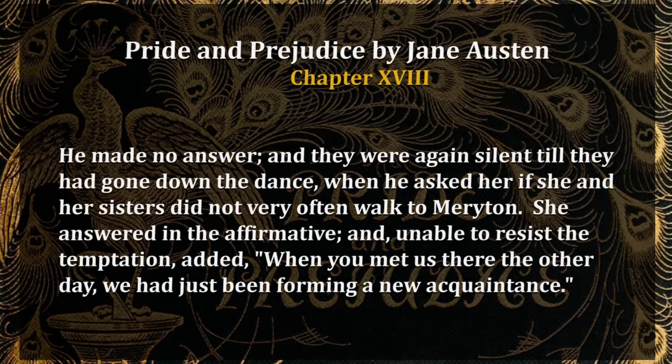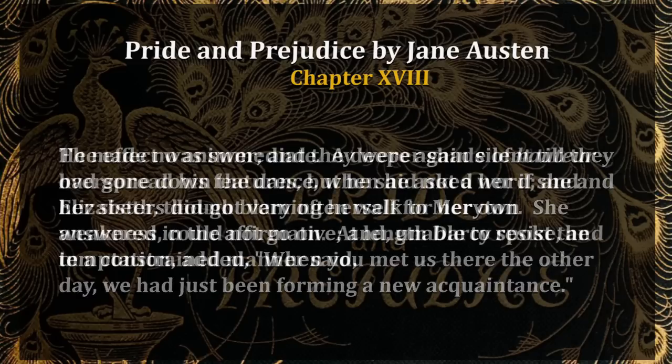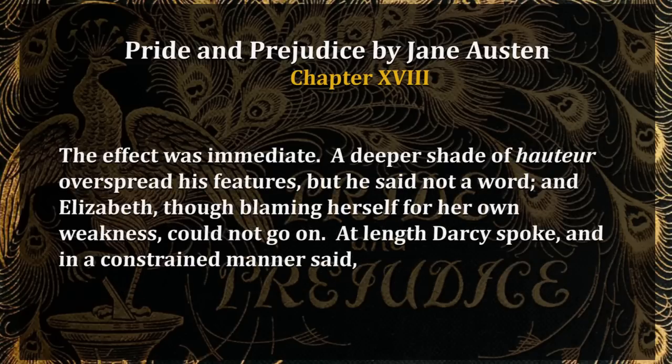Jane Austen says, "He made no answer, and they were again silent till they had gone down the dance. And when he asked her if she and her sisters did not very often walk to Meryton, she answered in the affirmative, and unable to resist the temptation, added, 'When you met us there the other day, we had just been forming a new acquaintance.' The effect was immediate. A deeper shade of hauteur overspread his features, but he said not a word, and Elizabeth, though blaming herself for her own weakness, could not go on.